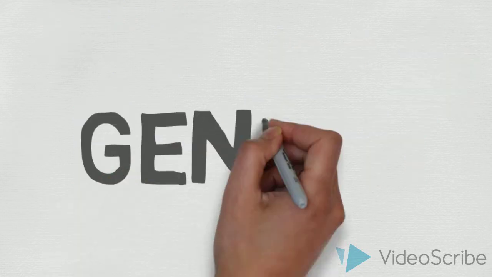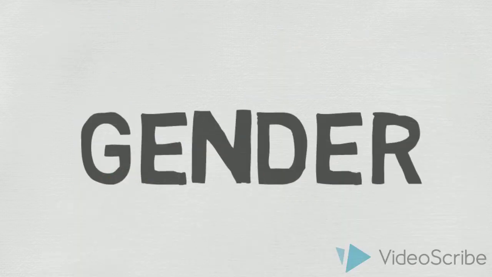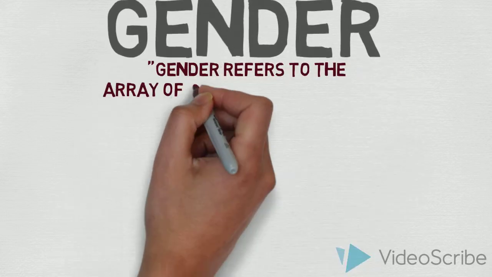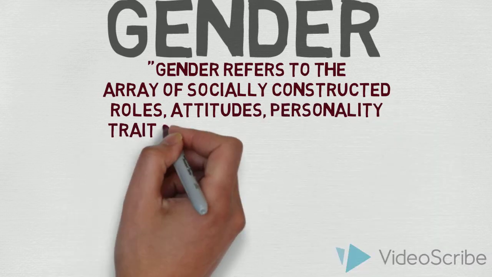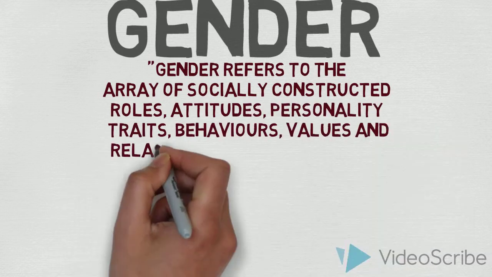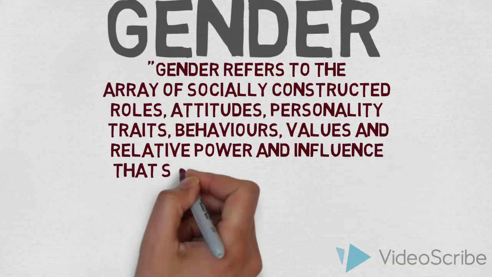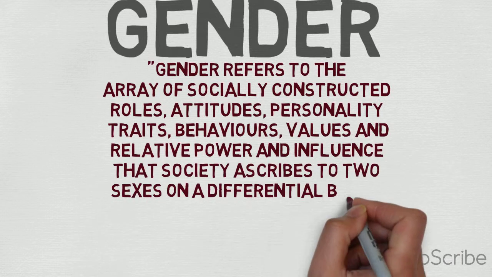So now we will focus on gender. We will use Health Canada's definition of gender. Gender refers to the array of socially constructed roles, attitudes, personality traits, behaviors, values, and relative power and influence that society ascribes to two sexes on a differential basis.